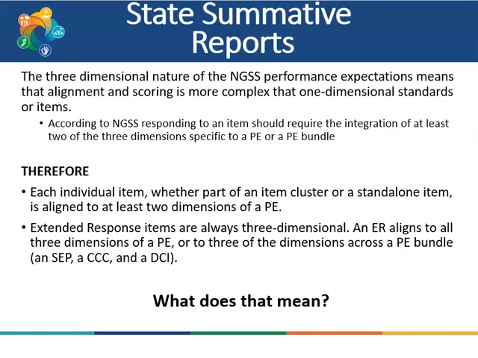A student needs to understand the content, the practice, and the cross-cutting concept, and basically be able to show that they understand what they're talking about, how to use it, and use it in context in order to illustrate proficiency. So each individual item, whether it's part of an item cluster or a standalone item, must use at least two of those three dimensions in order to be considered aligned to the Next Generation Science Standards. In addition, all extended response items need to be three-dimensional, using all three of those dimensions: the content, the practice, and the cross-cutting concept.